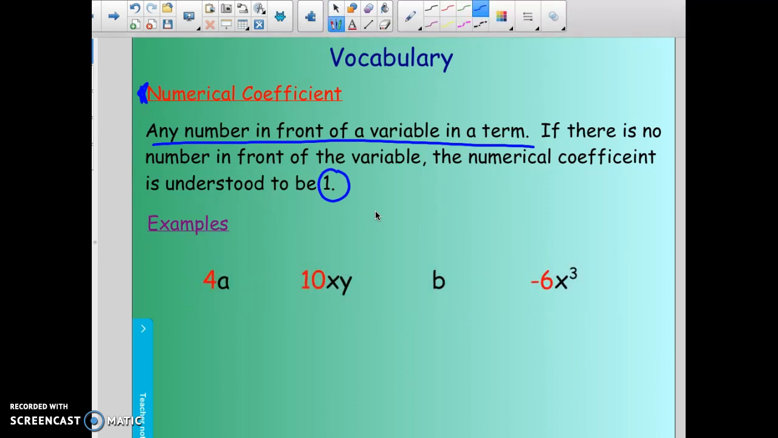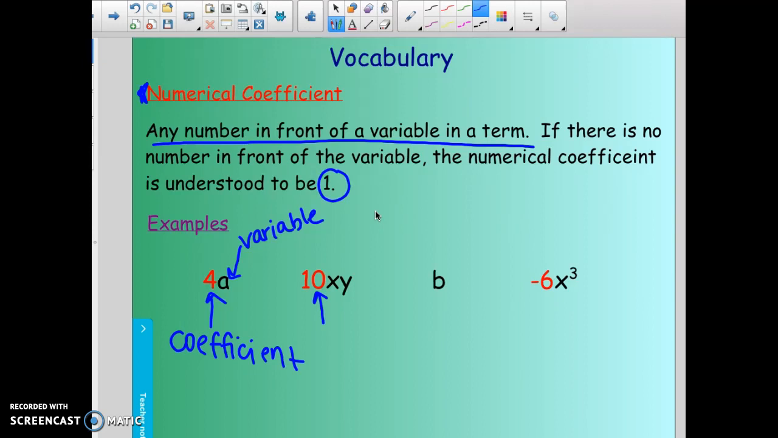Some examples would be 4a. 4 is the coefficient, and a would be the variable. So any letter that represents a number that we don't know is the variable. So on this one, 10 is the coefficient.